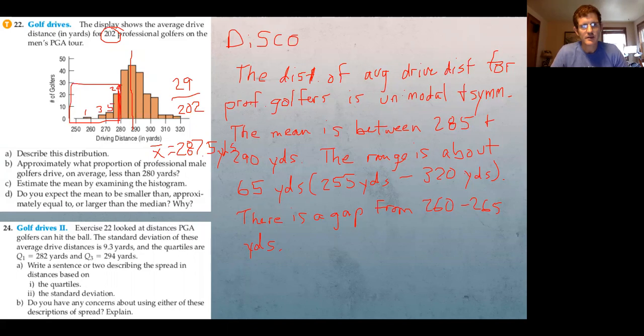And finally, do you expect the mean to be smaller than, approximately equal to, or larger than the median? Now, because this is unimodal and symmetric, that means the mode, the median, and the mean should all be about the same. So these should all be approximately equal.